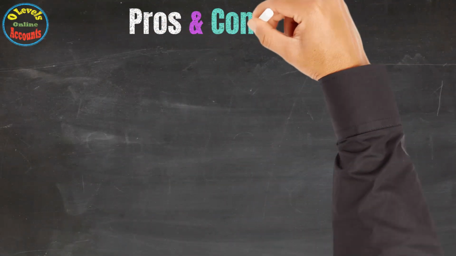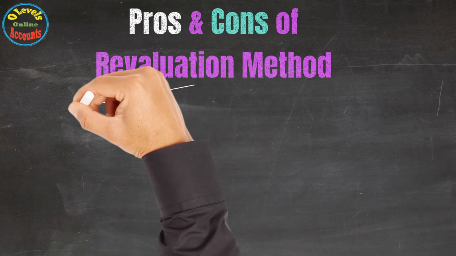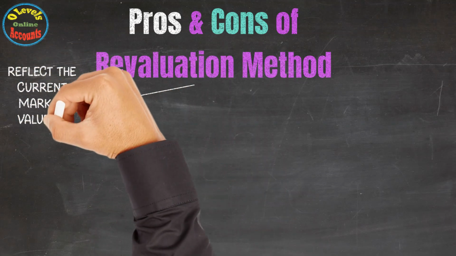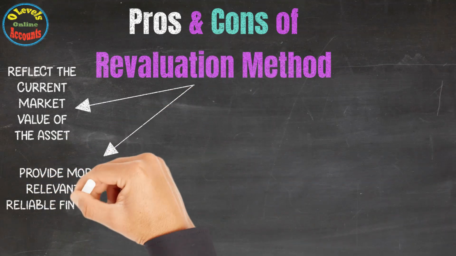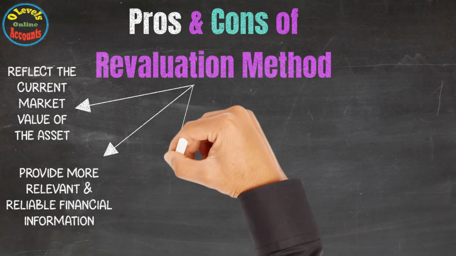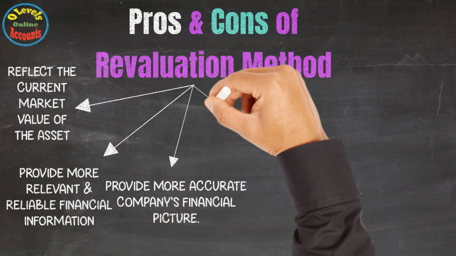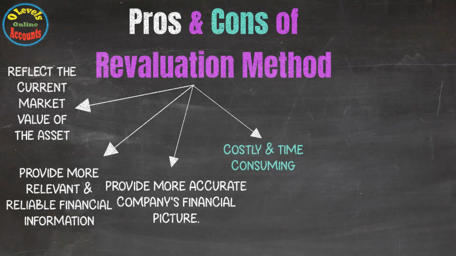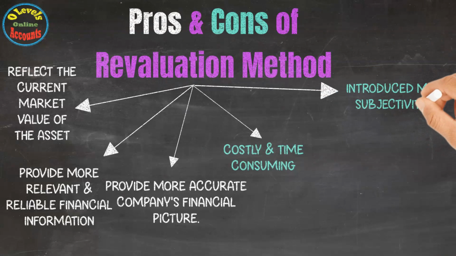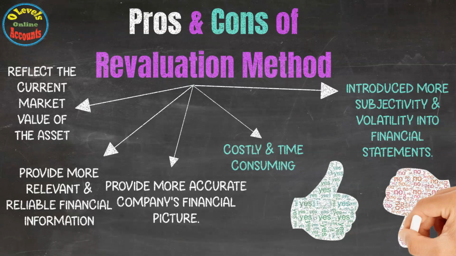The next tip is the pros and cons of the revaluation method. First advantage is that it reflects the current market value of the fixed assets. Secondly, it provides more relevant and reliable financial information. Thirdly, it provides a more accurate financial picture of the company to the management. The disadvantages are, it is a costly and time-consuming method. Finally, it introduces more subjectivity and volatility into financial statements. These aspects sometimes management are not so interested in. Let's move to the next tip.